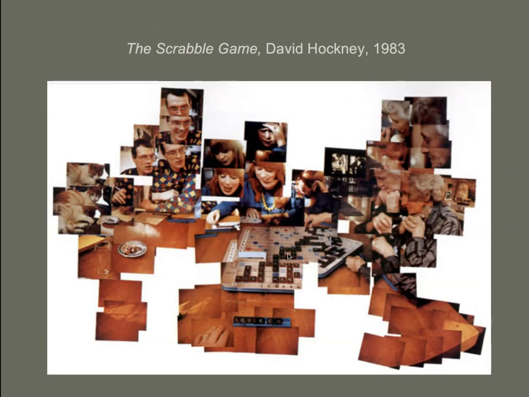And then lastly, we have the Scrabble game by David Hockney. And in it, he's given us this representation of a pretty common game, which is Scrabble. But we're seeing it in all of these different moments in time. And you can see all these different expressions on the players' faces. You know, sometimes they're happy, sometimes they're concerned or worried. And so you get a real clear sense of gameplay and how that changed over time.